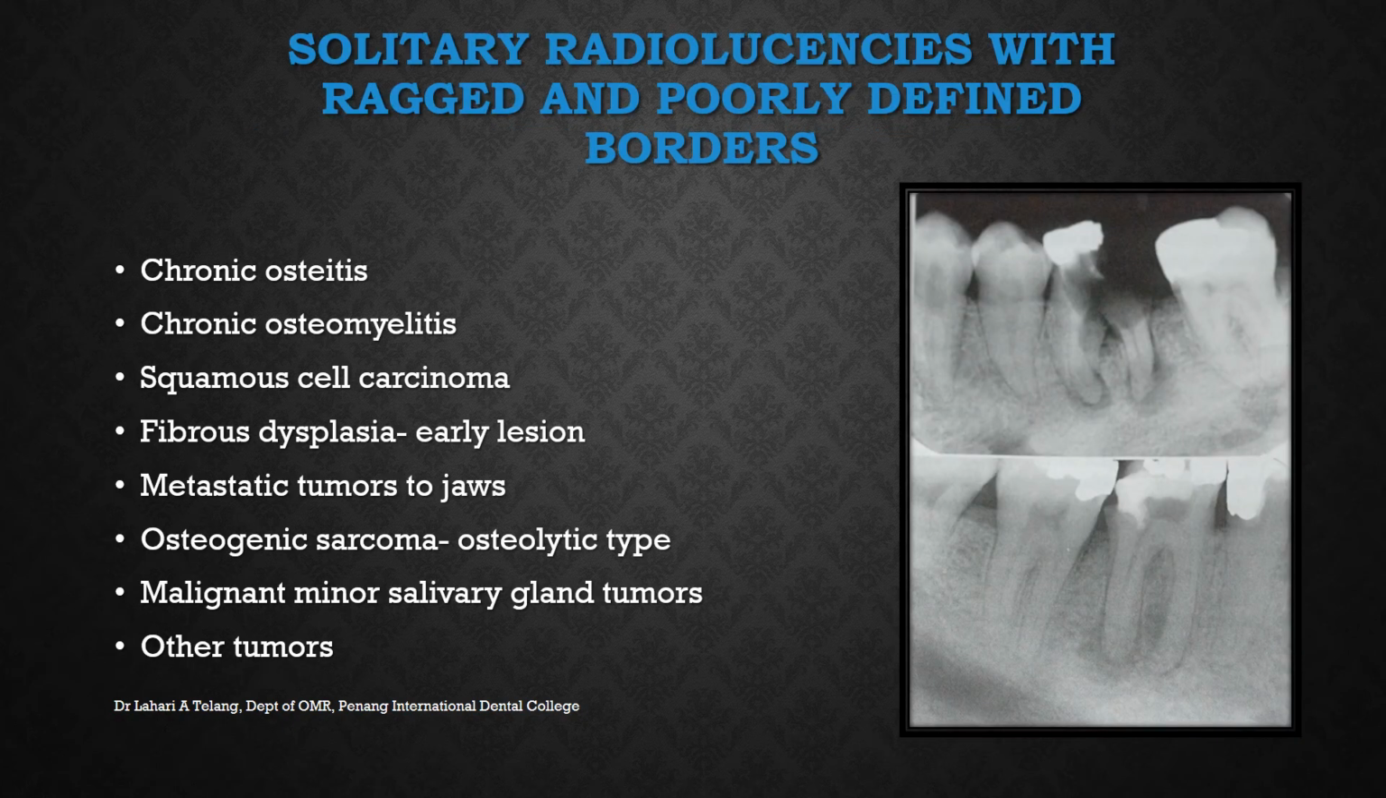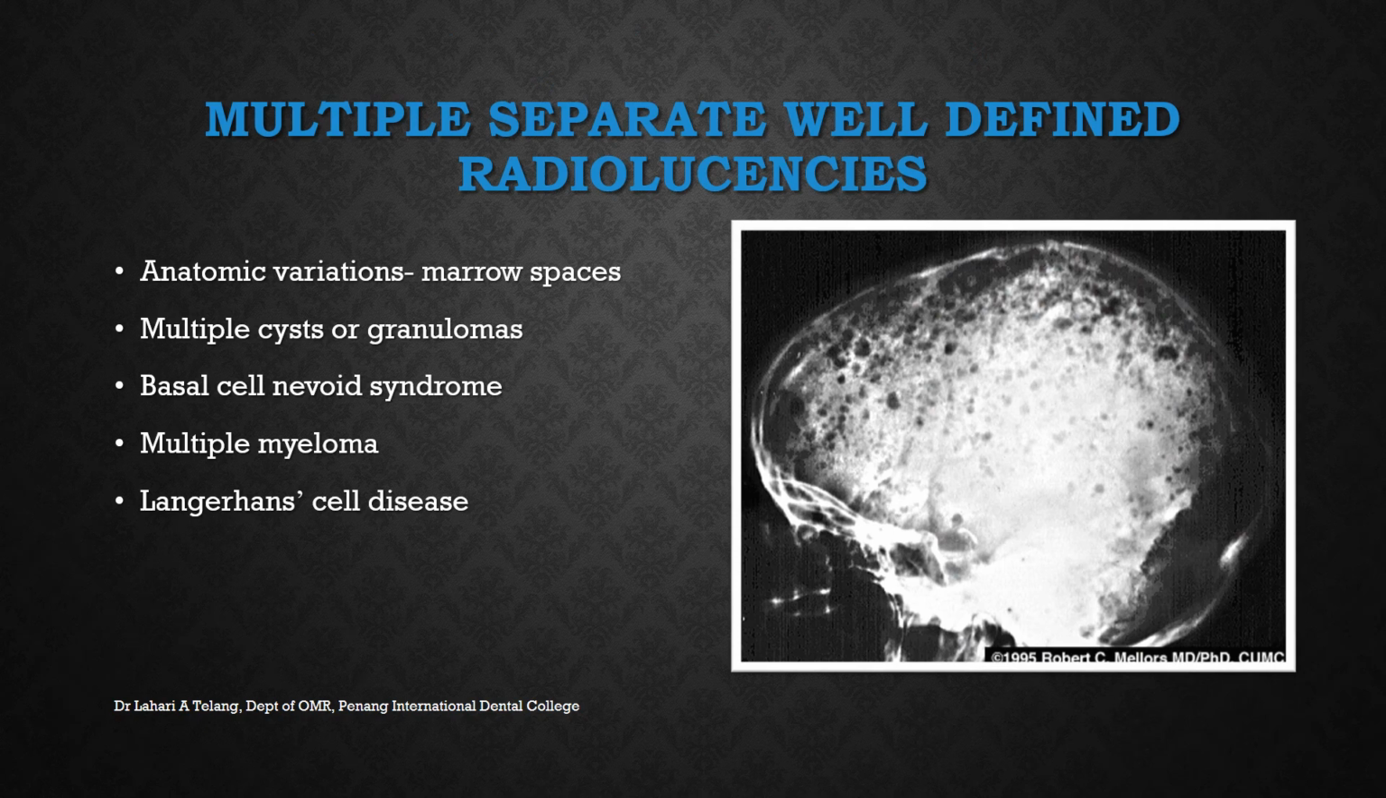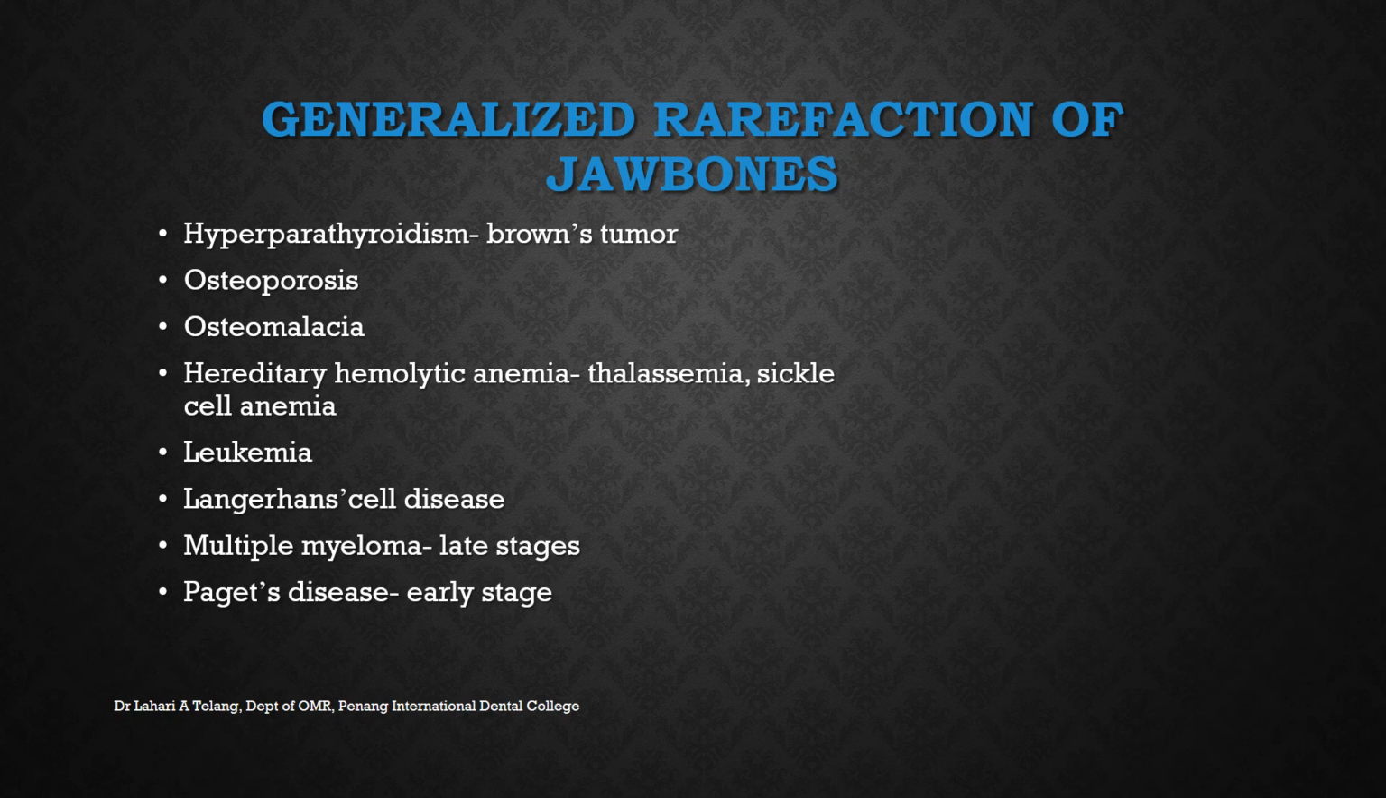Solitary radiolucencies with ragged or poorly defined borders. Common examples are osteomyelitis, fibrous dysplasia, metastatic tumors definitely, or simply chronic osteitis, which is shown in the pictures over here. Multiple separate radiolucencies with well-defined borders could be anatomical variations like marrow spaces, or multiple myeloma, like showing the punched out radiolucencies in the picture here. Generalized rarefactions in the jaw bones could be because of bone disorders like hyperparathyroidism, leading to brown tumor, osteoporosis, or malignancies like leukemia, Langerhans cell disease, etc.